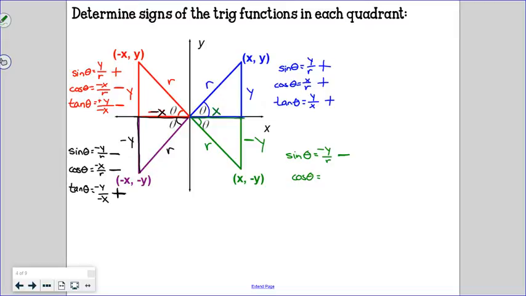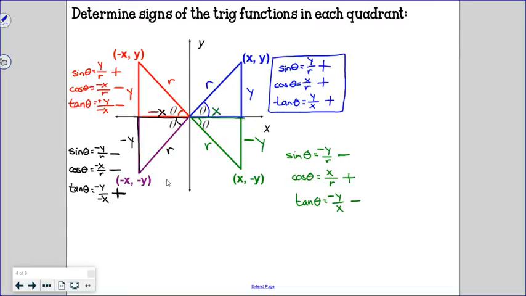Cosine would be our adjacent positive x value over our positive hypotenuse. Positive over positive is positive. And tangent is your negative opposite over positive adjacent, which would be negative. So as you step back and look at this, everything was positive here, but then they kind of took turns, right? One thing was positive in each of those other quadrants. So we can kind of sum it all up by identifying what's positive.